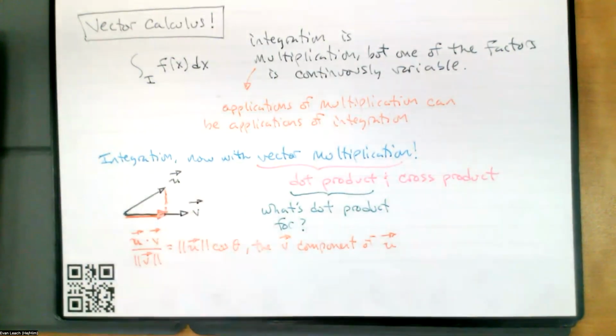We're getting how much of u is going in the v direction. One way we can think of this is how much of u is cooperating with v. Or if theta is greater than 90 degrees, how much is u fighting against the direction of v?